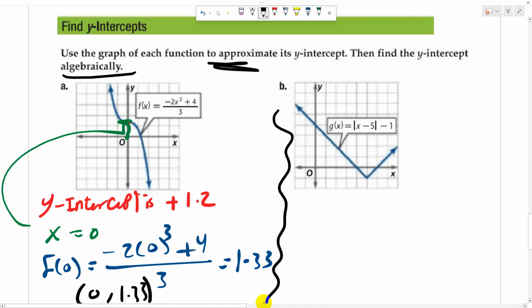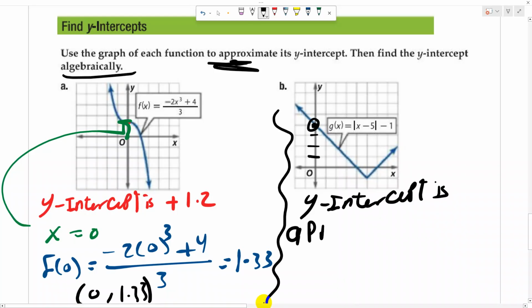Let's do the same here. We need to estimate or approximate the y-intercept. Okay, it's here. Let's count 1, 2, 3, 4. It's 4. So the y-intercept is approximately positive 4.